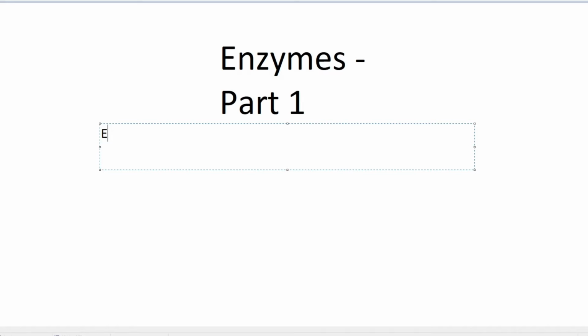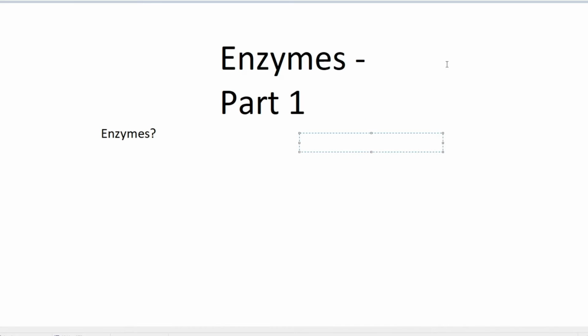So first, let's define enzymes. What are enzymes? They are biological or protein catalysts that increase the rate of reactions without being changed in the overall process. So here's a reaction that makes it clear.